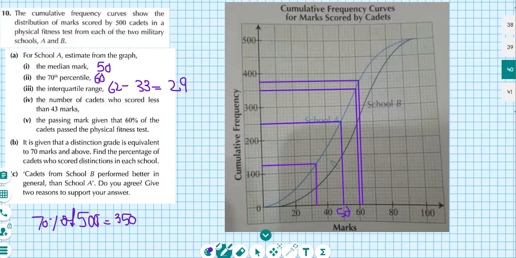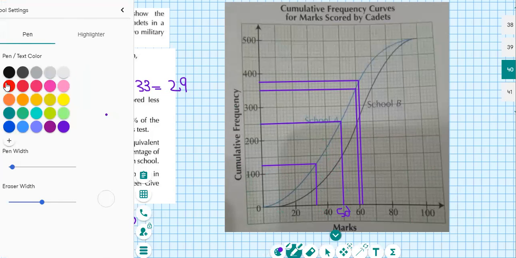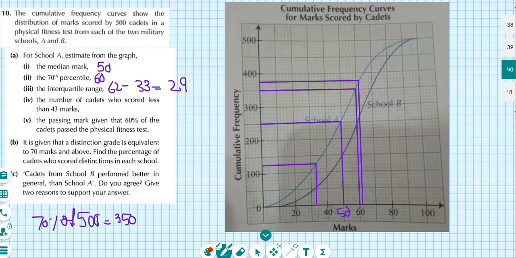Part 4. The number of cadets who scored less than 43 marks. Where is 43 marks? 42. Yes, 42. This is 43. Yes, 200 students. No, it is 43. 42. This is 43. Yes, this is 5 less than 200, or 195.